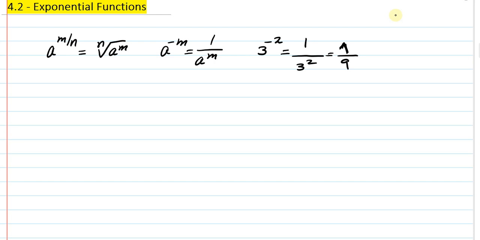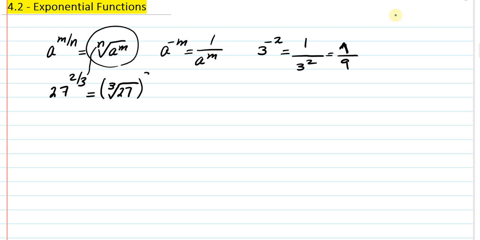Okay, now what if I want to do an expression like this? Suppose I have 27 to 2/3. To understand expressions like this, we're going to use the radical version of it. The denominator in the fraction appears as the index of the radical, so that's going to be 3, which we call the cube root, and the base is going to become the radicand. The exponent could go on the outside, which is the numerator in the fraction. Cube root of 27 is 3, and 3 squared is 9.